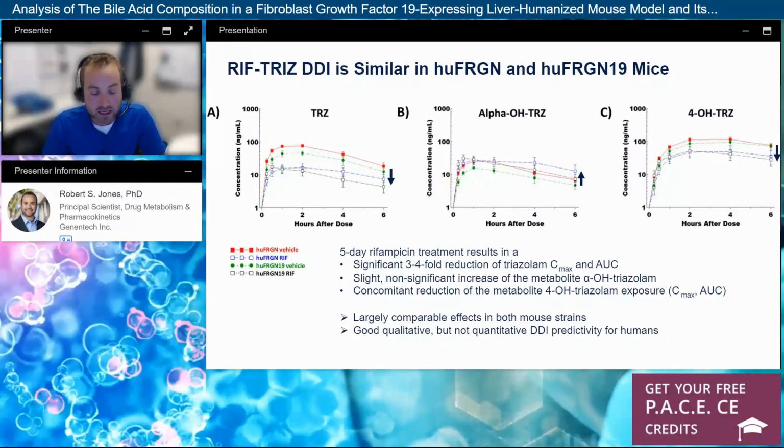In both cases, both for the human FRGN as well as the human FRGN19 mice, we were able to see a statistically significant reduction in triazolam exposure relative to vehicle, which is expected given that with increased cytochrome P450-3A4, you will have decreased triazolam relative to vehicle. We are very excited to recapitulate this finding, given that this is a known human drug interaction, and we were able to recreate this event in mice. This was very exciting and potentially suggests further utility of these mouse models moving forward, in particular for drug-drug interactions that are not known.